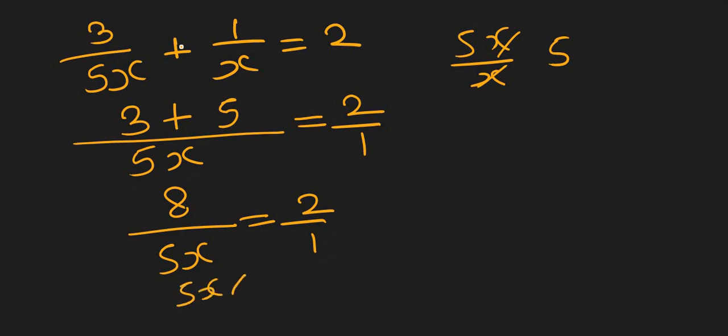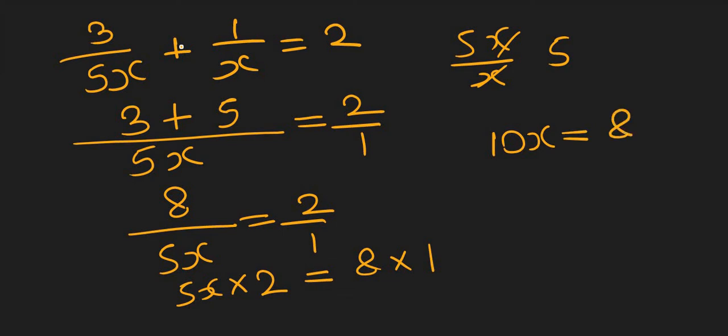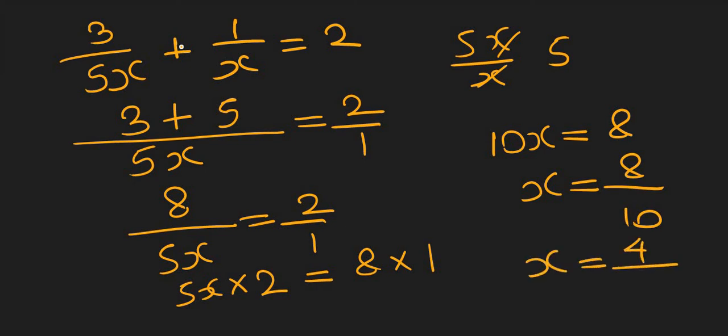5x multiplied by 2 should equal 8 multiplied by 1 if we apply the cross multiplication. Therefore, 10x should equal 8 and x should equal 8 over 10 and x should be 4 over 5.